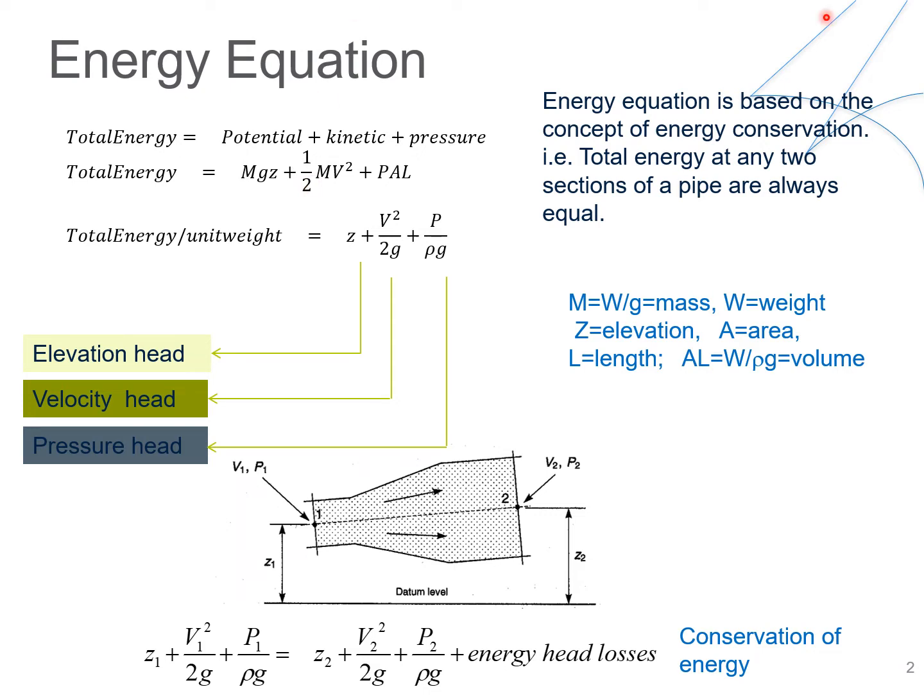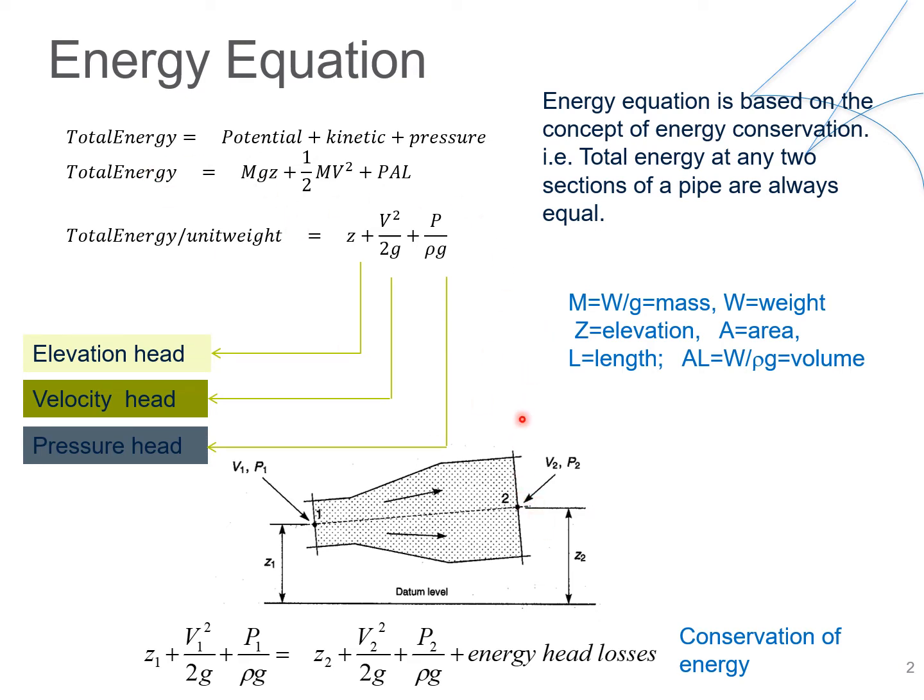And these three heads are pressure head, velocity head, and elevation head. So this is elevation head, this is velocity head, and the third one is pressure head. So total energy or total head at any point is the sum of these three energy heads. So when we talk about this point, the total energy is sum of these three energies at that point. Similarly, at this point, the summation of these three energies at that point.